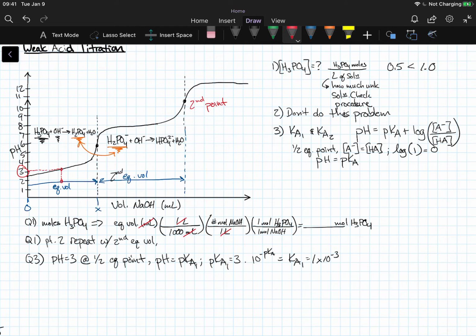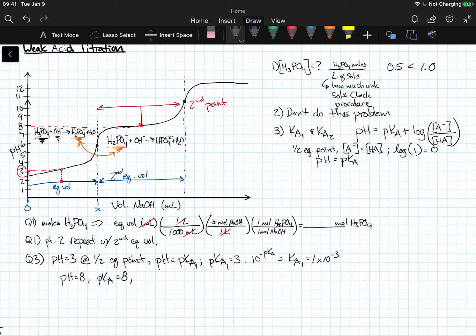So that's halfway between the first equivalence point and the second equivalence point. That looks like it would occur right there. And we just need the pH at that point. And let's just say it's somewhere around 8. So it's the same process. pH is equal to 8, so the pKa is equal to 8.